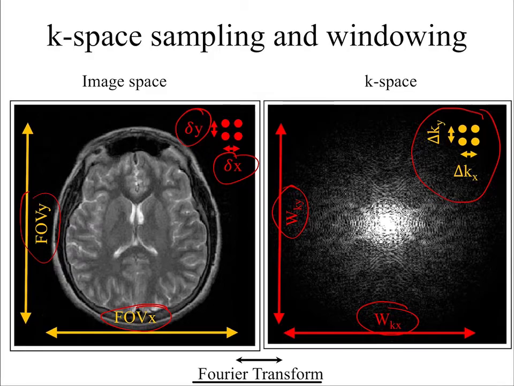Well, I want a normal size head, so I need a FOV of like 24 centimeters. And then I want to be able to sample that with 1 millimeter resolution. So I'm going to have 240 samples this way, 240 samples that way. That's what I desire. Then you enter that into the MRI system, and then it figures out how to sample k-space for you. So it figures out delta k and WK. And we'll go through some examples of that.